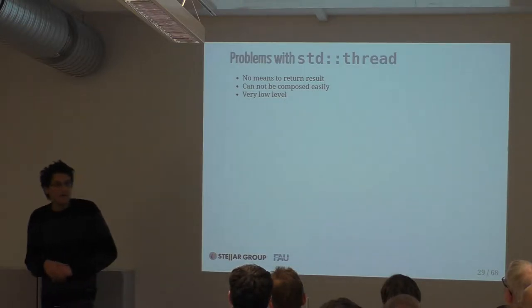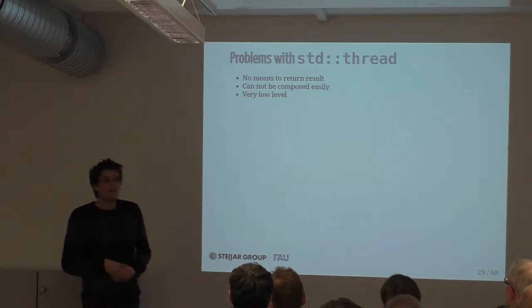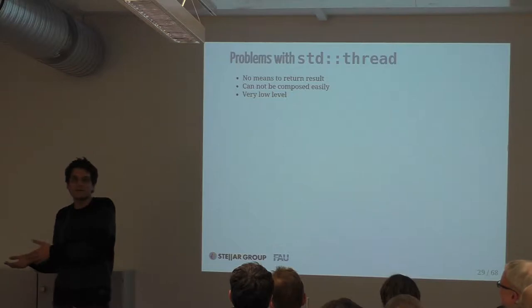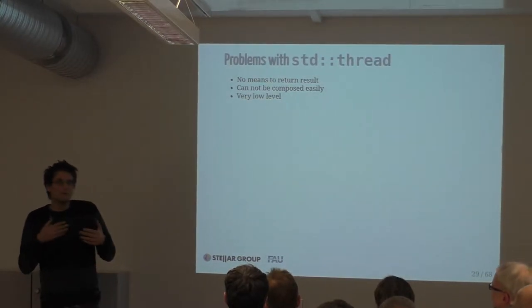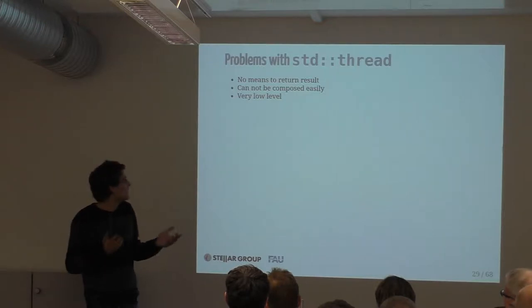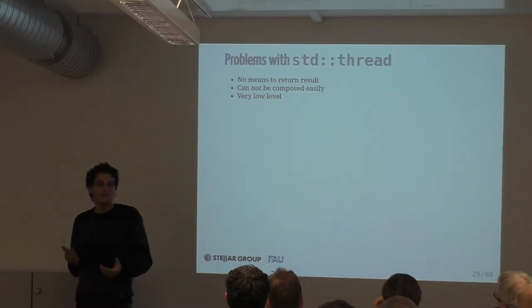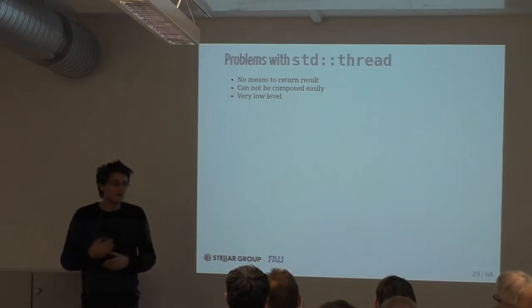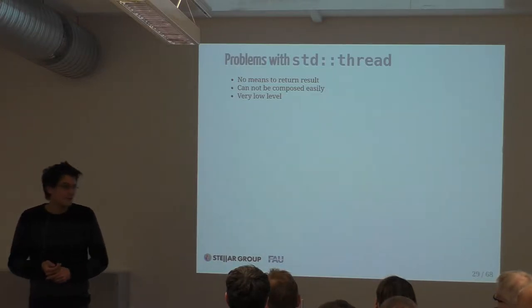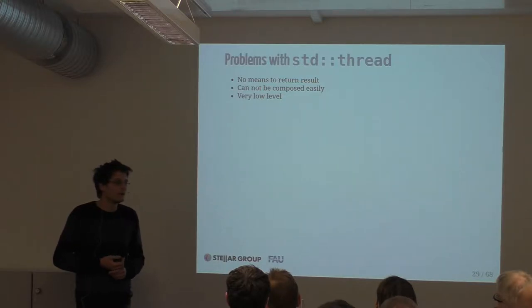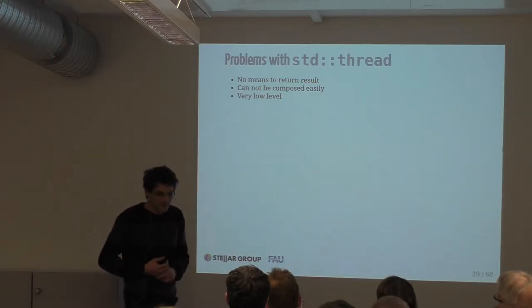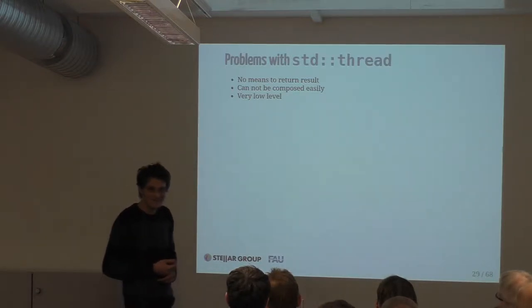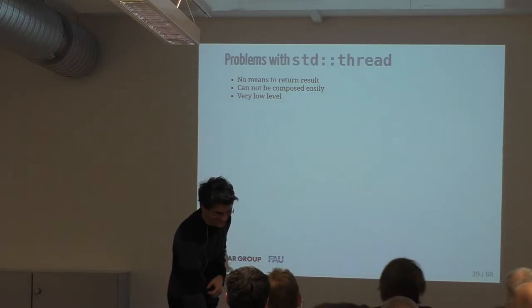Okay, but the problem with std::thread is you have no means to really return a result. It's just executing the thread of execution. If you want to get something out, you have to have some other means. And it cannot be composed easily. It has some problems when you want to synchronize on the completion of a thread. And it's still a very low level kind of thing. So someone once said raw threads are the goto of the future.